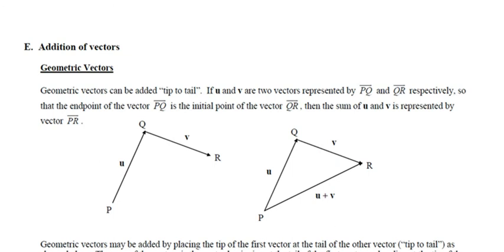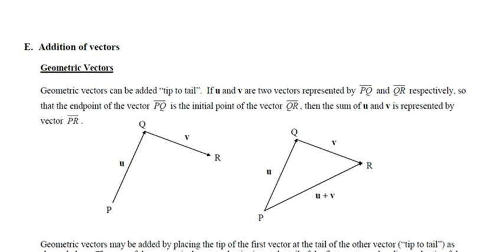Addition of vectors. Geometric vectors can be added tip to tail. If u and v are two vectors represented by directed line segments PQ and QR respectively, so that the endpoint of PQ is the initial point of QR, because it's starting with Q, then the sum of u and v is represented by the vector PR.